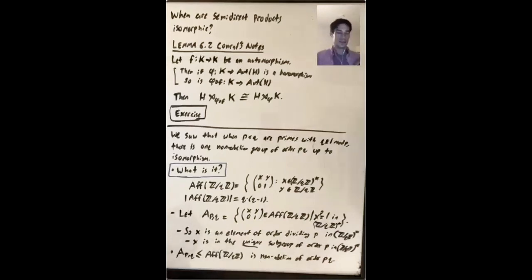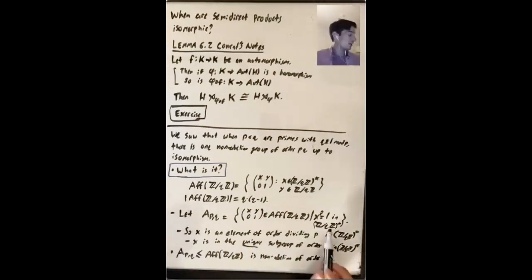So what does that mean about x? So x to the p is 1, which doesn't mean that the order of x is p. It means the order of x divides p. So x is an element of order dividing p in (Z mod qZ)*. It could be the identity. But that means that x is in the unique subgroup of order p in (Z mod qZ)*. And now we're using the fact that we know that (Z mod qZ)* is a cyclic group of order q minus 1. So it has a unique subgroup of order p.